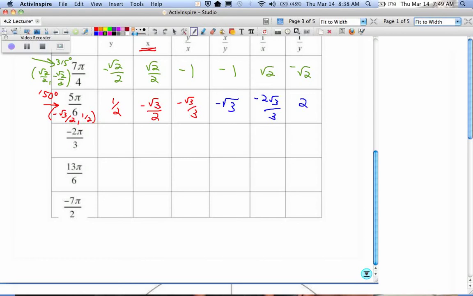Where is negative 2 pi over 3? 2 pi over 3 means the same as what in degree mode? So this is like negative 120 degrees. So start at 0 or 360. If I start at 360 and I go down in the negative direction 120 degrees, where do I hit?